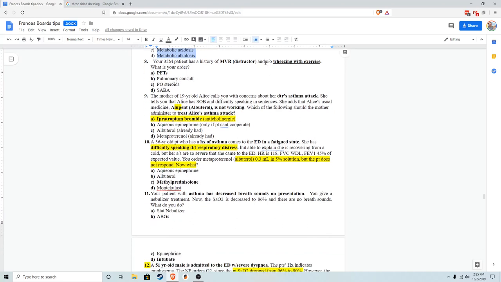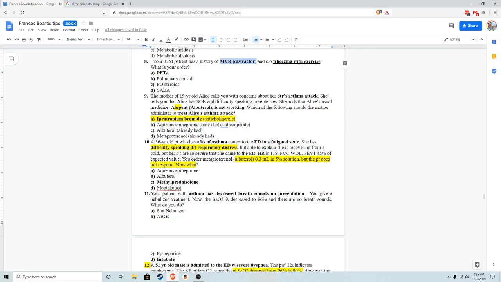So, like Francis mentions here, the MVR is a distractor. Doesn't matter that they have mitral valve regurgitation. That can make them short of breath, yes, because it can put them into respiratory failure, pulmonary edema, congestive heart failure. But wheezing with exercise, that's more of an asthma sign, right? So as we exercise, we get pulmonary constriction. Our bronchioles are constricting. So whenever you think of wheezing with exercise, we're thinking of asthma.